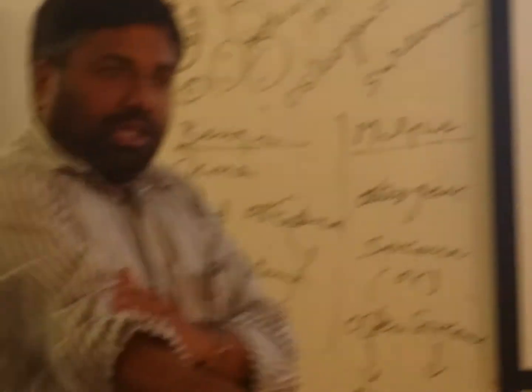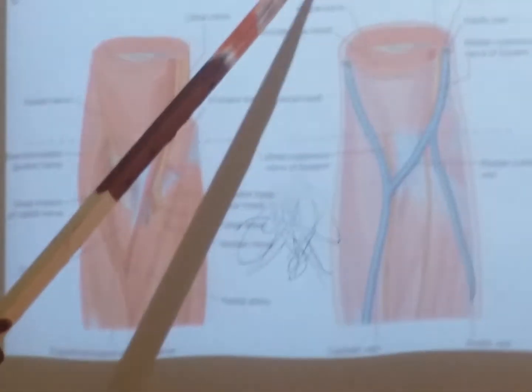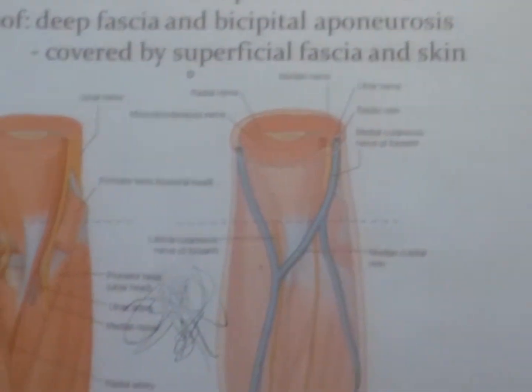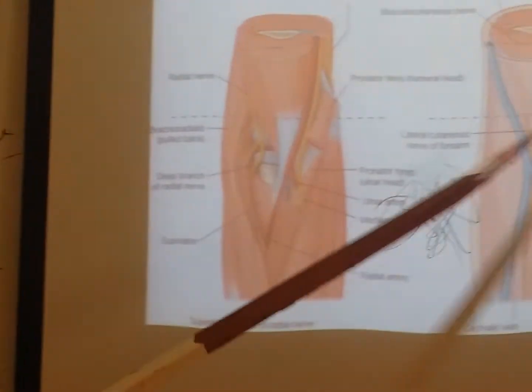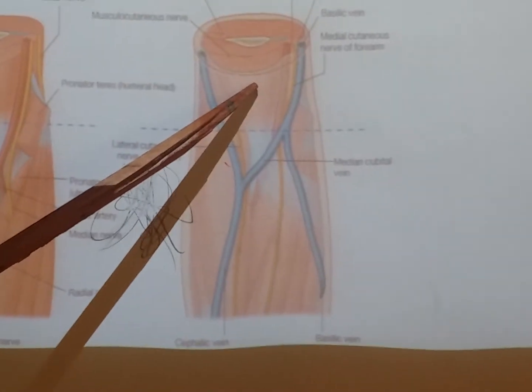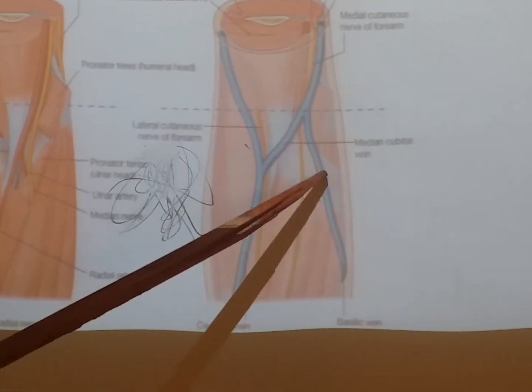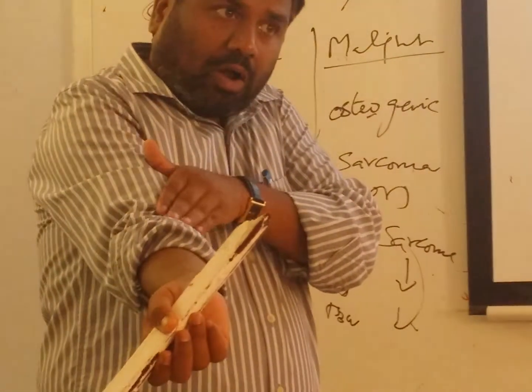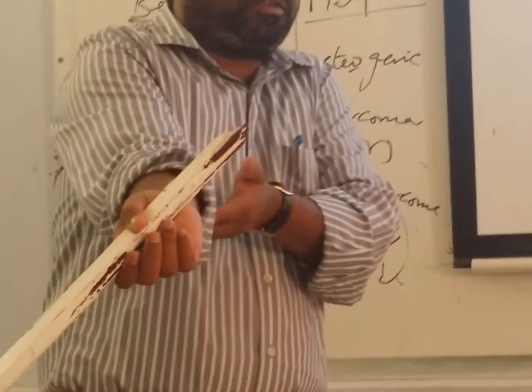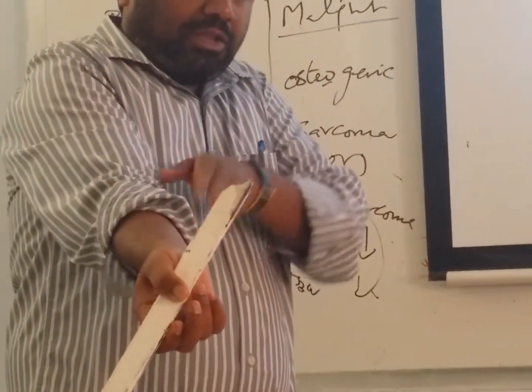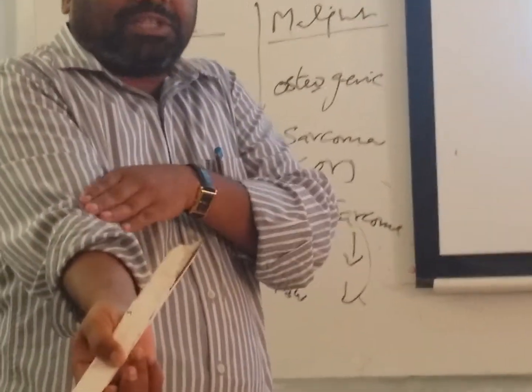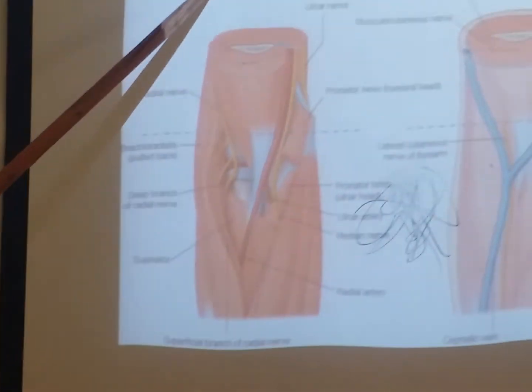Now, the roof. In the roof you have the deep fascia, and very important, as I said, the bicipital aponeurosis. What is that? See, this is the biceps muscle. So this is the bicipital aponeurosis. It goes anterior to the elbow, crosses, and then goes to the posterior border of the ulna. That very thin sheet of tendon of the biceps is called the bicipital aponeurosis, which forms the roof.